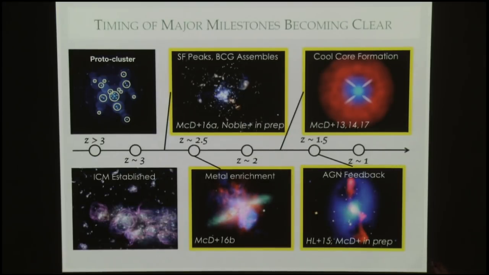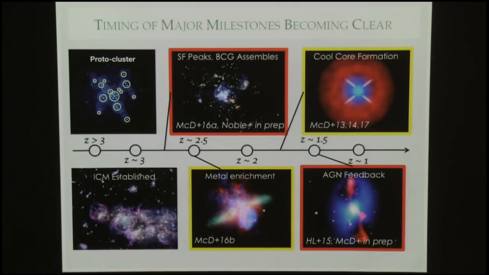I showed you earlier, I think cool cores probably formed between 1.5 and 2. The metal enrichment definitely happened prior to redshift 2, maybe around redshift 2.5, which was the peak of stellar winds. The star formation definitely peaks above redshift 1.5. I would guess, much higher than that, probably around the protocluster regime, which is between 2.5 and 3. And I haven't made much progress on these, but I'm still young.